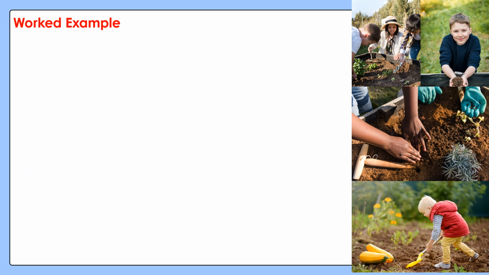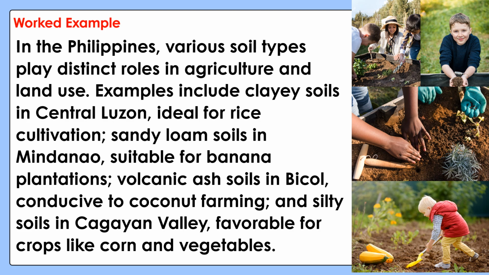Worked example. In the Philippines, various soil types play distinct roles in agriculture and land use. Examples include clayey soils in Central Luzon, ideal for rice cultivation, sandy loam soils in Mindanao, suitable for banana plantations, volcanic ash soils in Bicol, conducive to coconut farming, and silty soils in Cagayan Valley, favorable for crops like corn and vegetables.